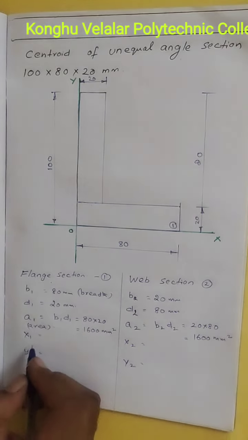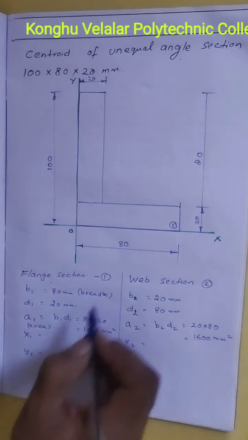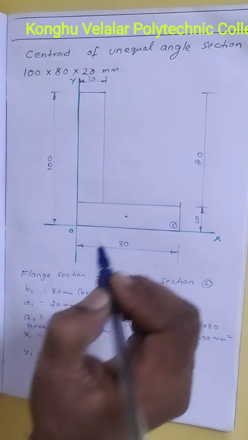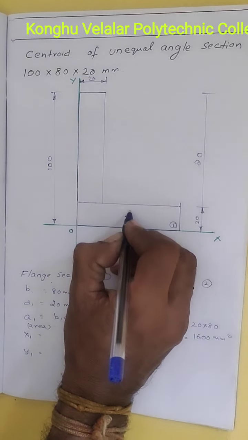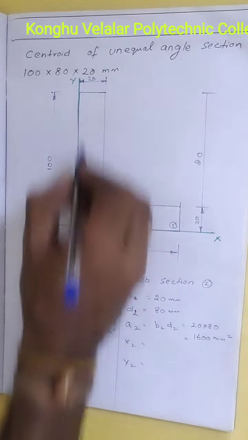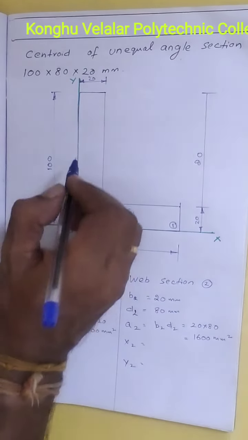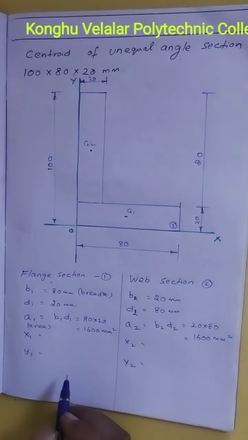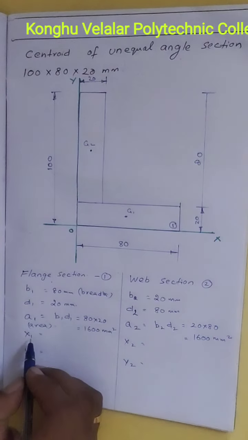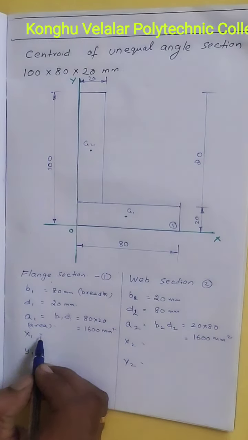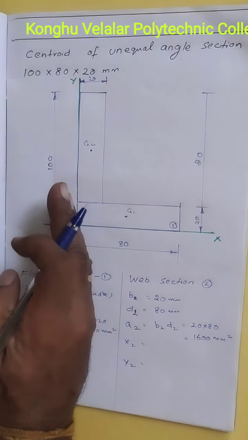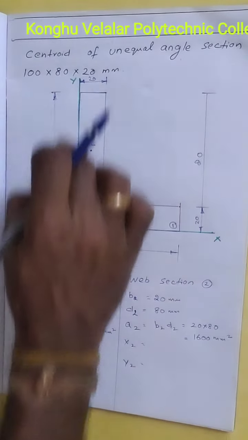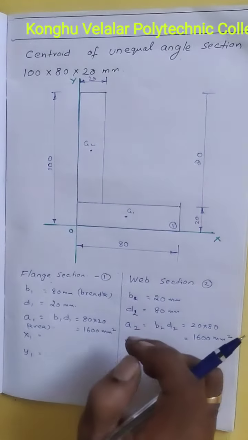And coming to x1, y1, we have to locate the centroid of this flange section. So this is G1, and this is the second, the web section. The centroid is G2. And x1 value is the distance from the reference axis. So this is the reference axis, 0x 0y in the green color. That is the reference axis. We have seen it in the last class itself.